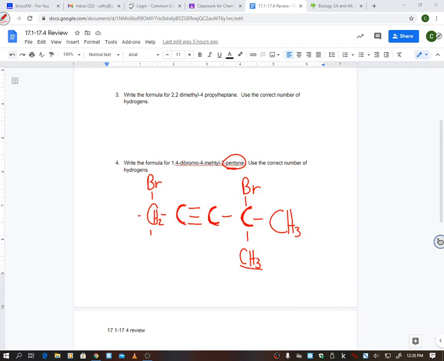Now, you do not have to do it like that. You can just put the lines. So tomorrow on the quiz, or the quest, as I call it, you can just put the lines. You don't have to write CH2, CH3. You can put lines, and that'll be fine with me for right now. All right, let's go on down.